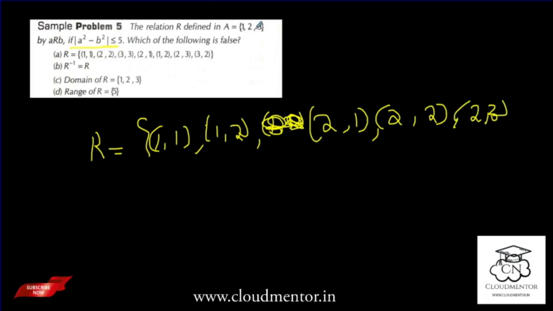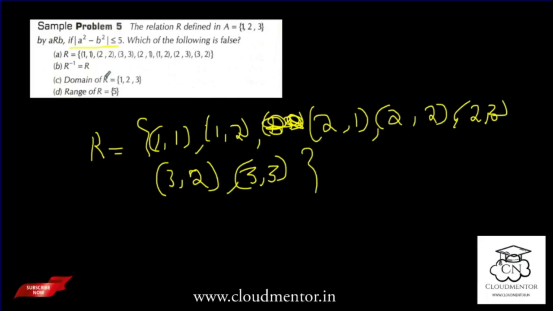And taking 3, 3 can be related to 1? That is, 3 square is 9, 9 minus 1 will be equal to 8, 8 is greater than 5, so 3 related to 1 cannot be. And 3 related to 2, I think we can do that because 3 square is 9, 9 minus 4 will be 5, that is equal to 5. So that's a relation. So 3, 2 is a relation, and now 3, 3 is also a relation. So this is the relation here.